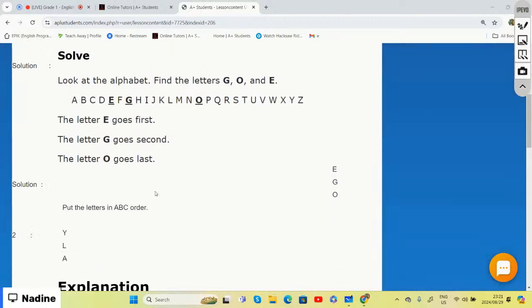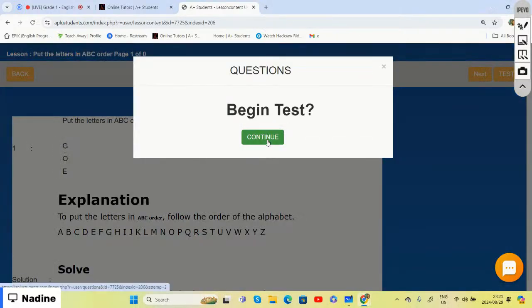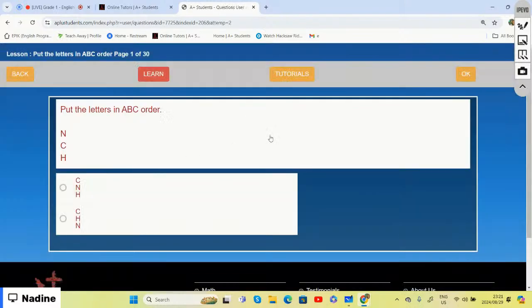All right. Okay, so now we're going to our test. In our test, we are going to find and identify words or put the words in order of A, B, C. So now look at the letters N, C, and H.